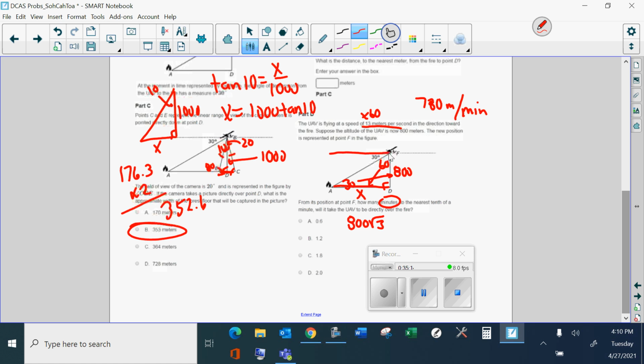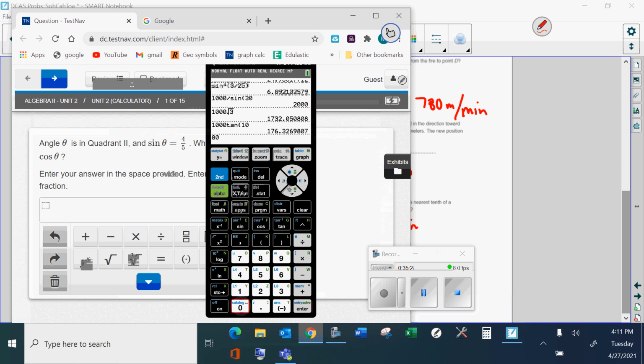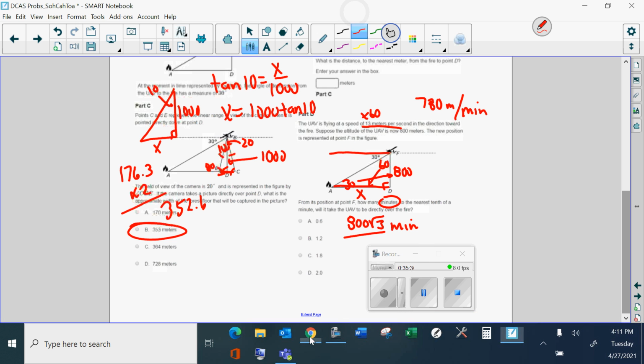Okay, the total distance he has to go is 800 root 3 meters. So do 800 root 3 divided by 780, and that will tell me how long. So 800 root 3 divided by 780. Answer is 1.78 or 1.8 seconds. Boom. I mean minutes. We're in minutes. 1.8 minutes. Okay.